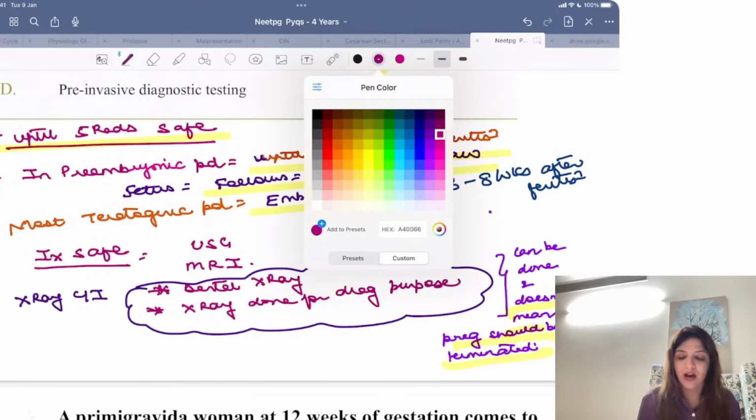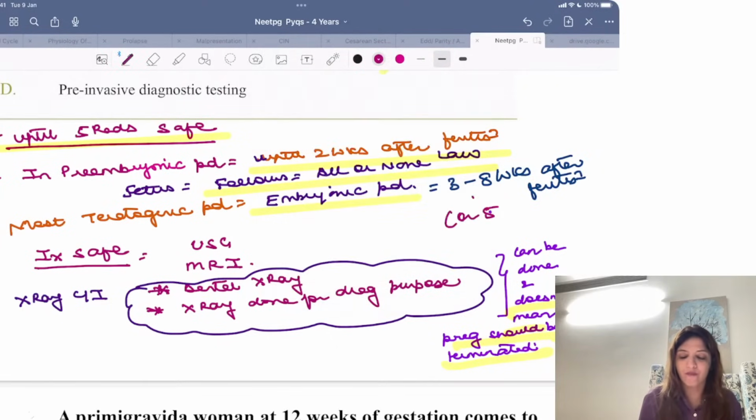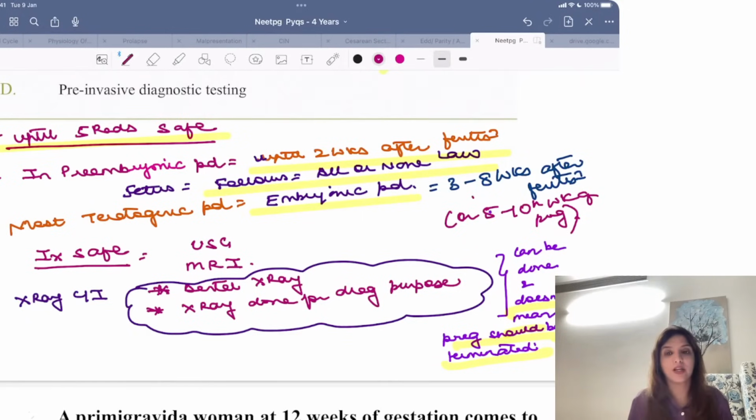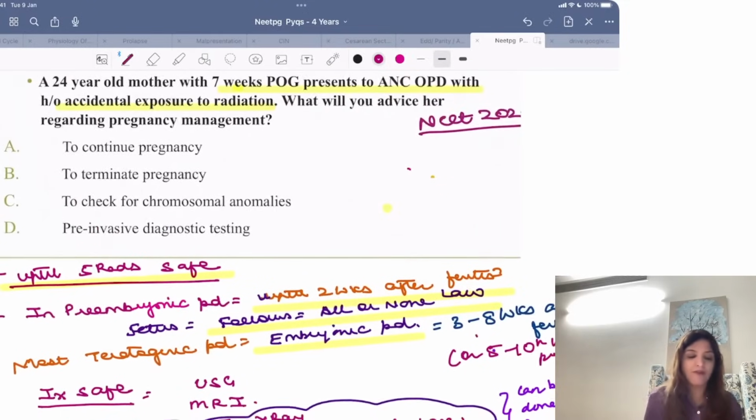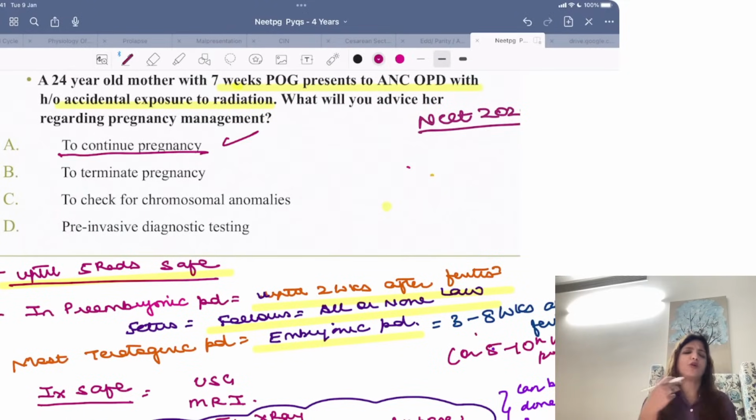3 to 8 weeks after fertilization means 5th to 10th week of pregnancy. So 3 to 8 weeks after fertilization, or the 5th to 10th week of pregnancy, is the most teratogenic period, which is the embryonic period. So I will advise her to continue pregnancy. There was an accidental exposure, that is okay. So I will tell her no problems, continue with your pregnancy.